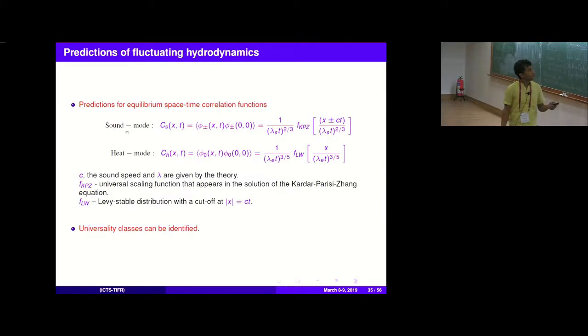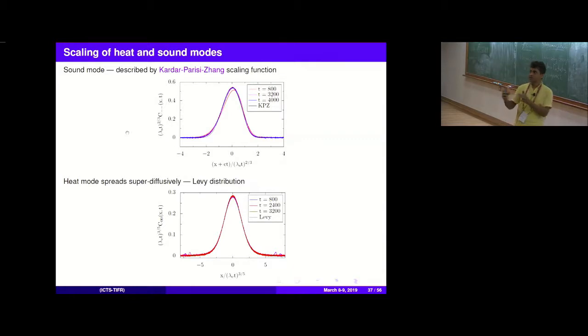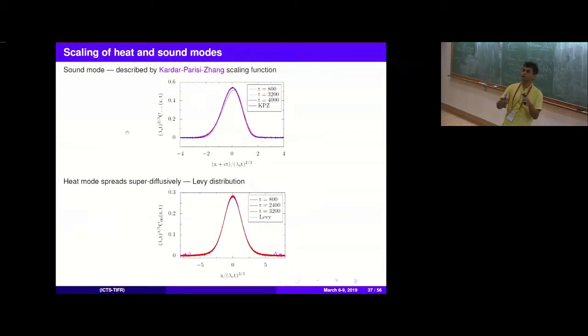If you scale all the data at different times, this is the kind of collapse you get. The red one is at early times, but after that you see the collapse is pretty good. I've plotted the KPZ function also, which looks good. This is for the heat mode. For the sound modes, which were traveling, I brought them all to the origin and then collapsed them.